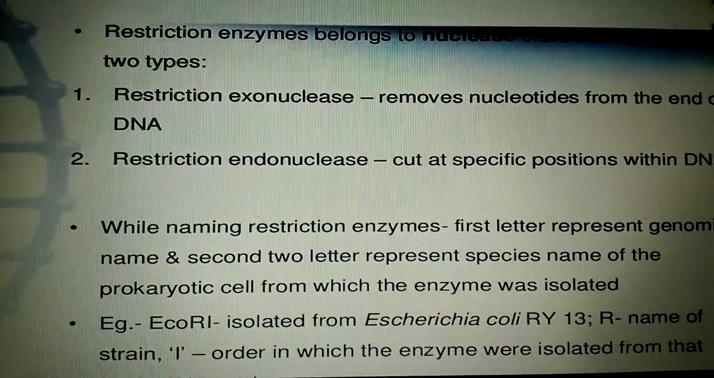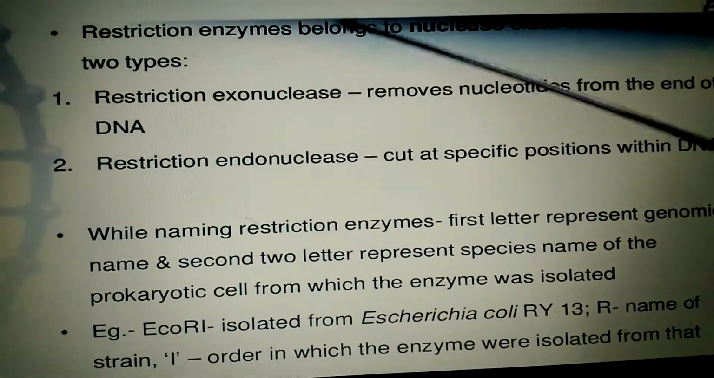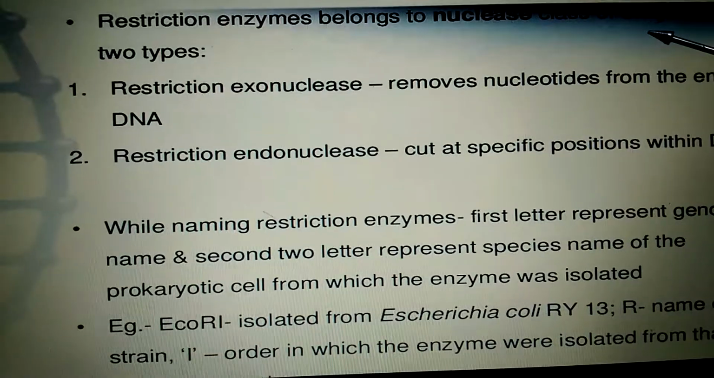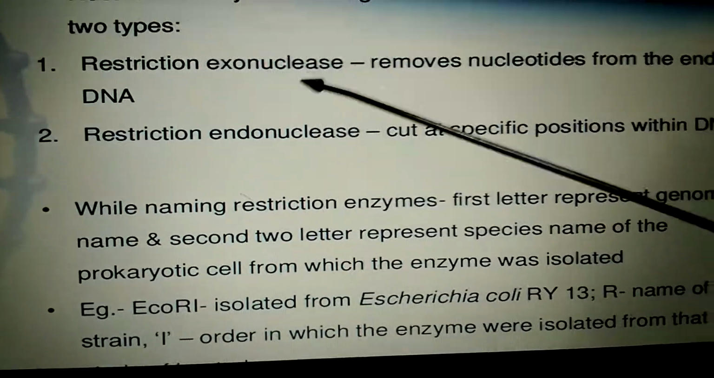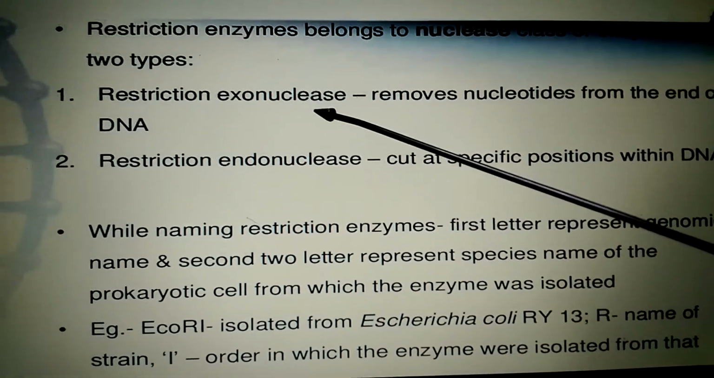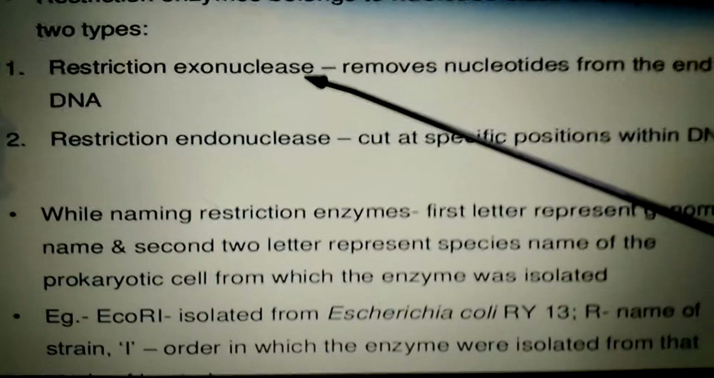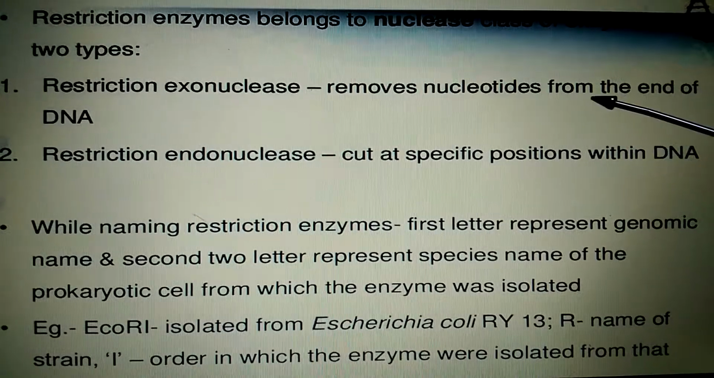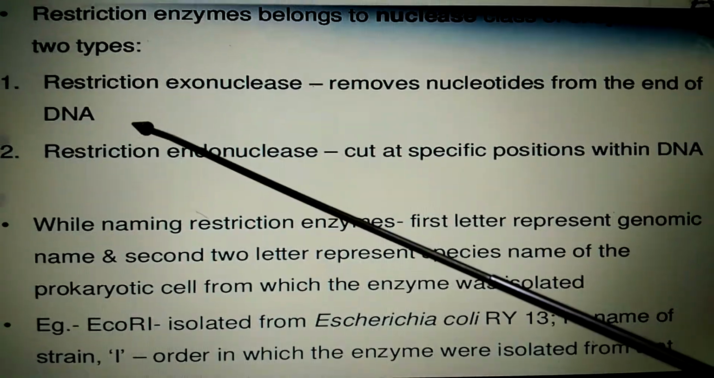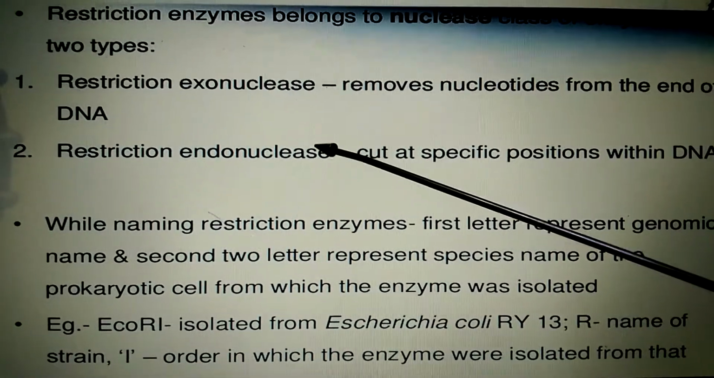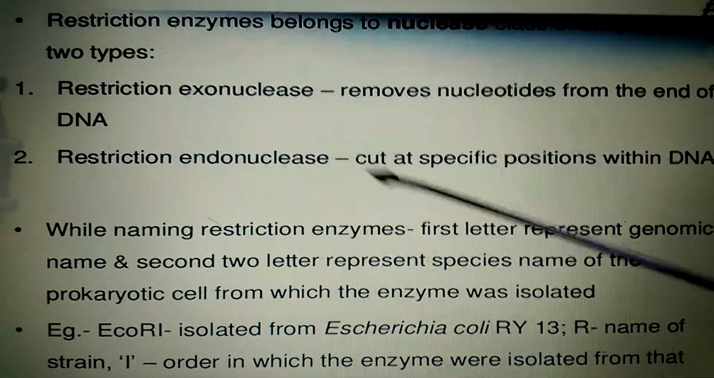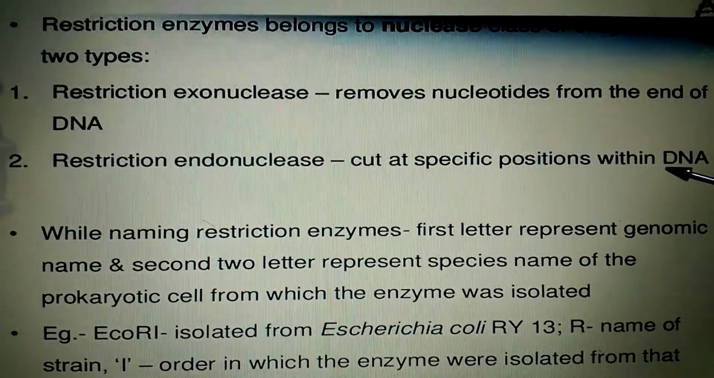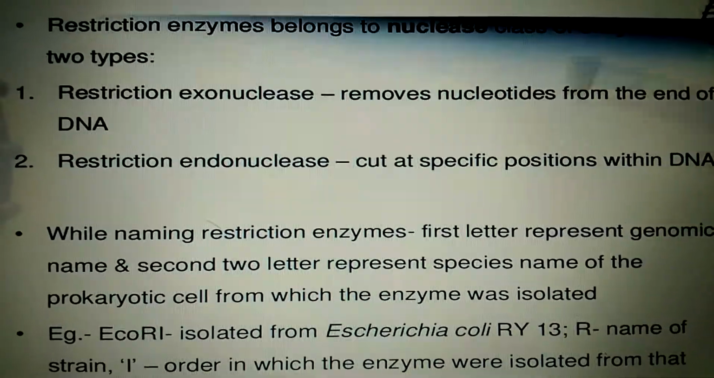Now, restriction enzymes are the enzymes that belong to the nuclease class of enzymes. They are of two types. One is restriction exonucleases, as I have already discussed. Restriction exonucleases remove the nucleotides from the ends of the DNA. And restriction endonucleases are the enzymes that cut at specific positions within the DNA, meaning from the inside positions.